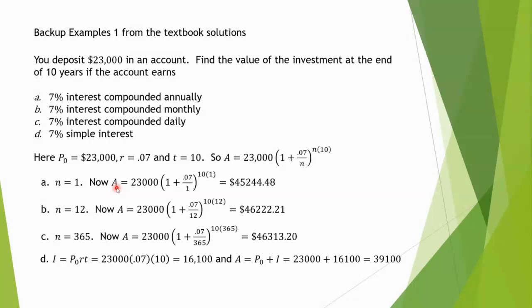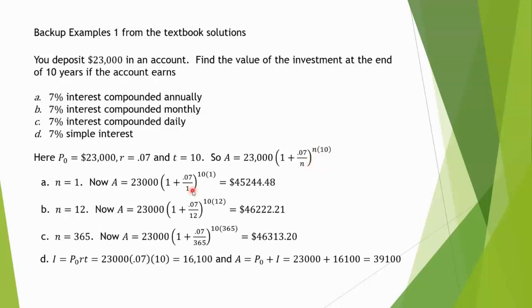R, the APR, is 0.07, it's 7%, but we write it as a decimal. T is 10 years later. So this is how much will be in the account 10 years later, in terms of N. So now we calculate it for different N.